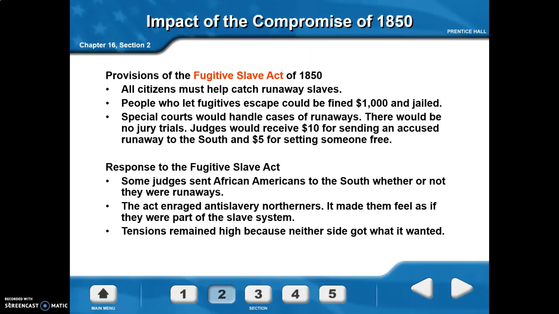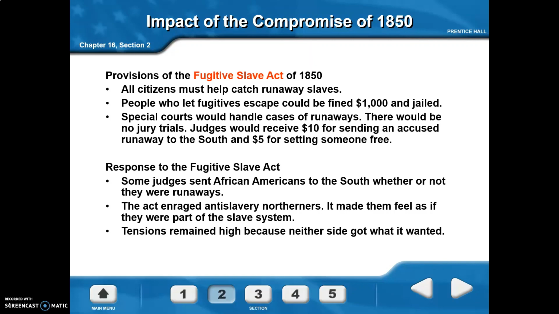The judges, just because of this $10 reward, would even send some African Americans to the South, whether they were a runaway slave or not. So they could have been a free person, and someone caught them and said, oh, they're a runaway, and they went to court. They could still be sent to the South because of that whole $10 system.